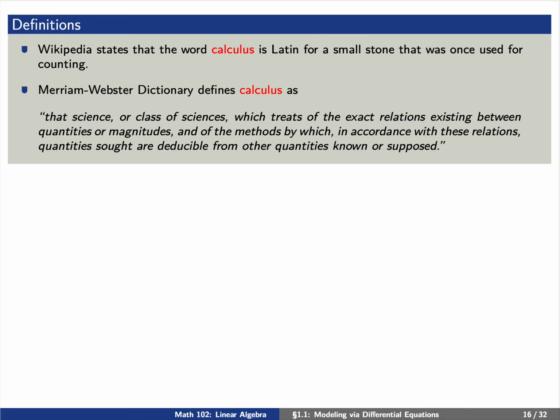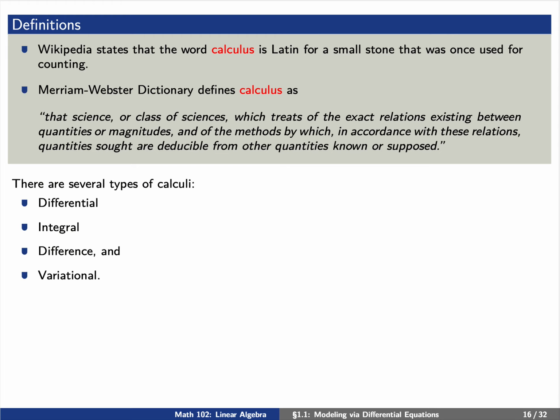Well, Wikipedia states that the word calculus is Latin for a small stone that was once used for counting. The Merriam-Webster dictionary defines calculus in a much different way. It states it as that science or class of sciences which treats the exact relations existing between quantities or magnitudes, and of the methods by which, in accordance with these relations, quantities sought are deducible from other quantities known or supposed. Well, using this, there are several types of calculi. There's the differential calculus, the integral calculus, the difference calculus, and variational calculus.